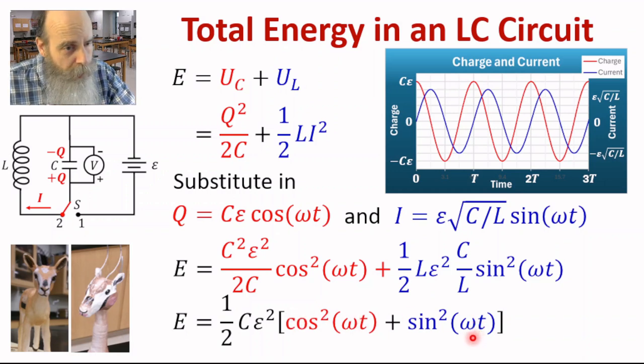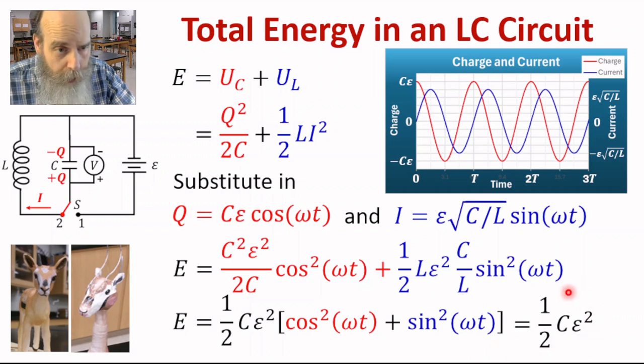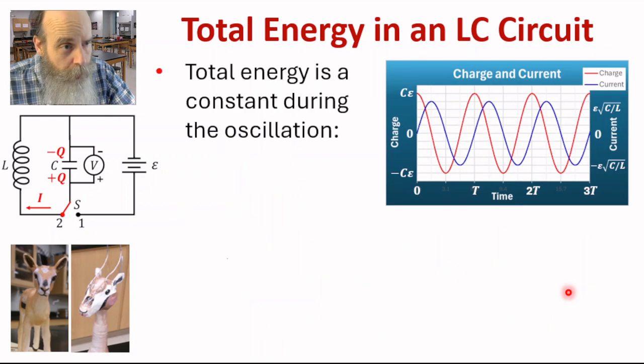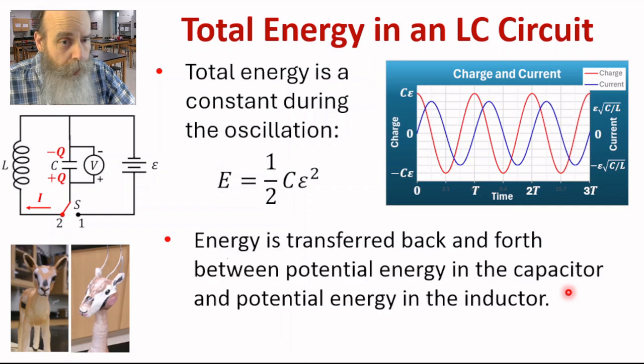I hope you remember that cos squared omega t plus sine squared omega t is equal to 1. And so our expression for the total energy is 1/2 CE squared, and that is a constant during these oscillations. Total energy is a constant, equal to 1/2 CE squared. Energy is transferred back and forth between potential energy in the capacitor and potential energy in the inductor.